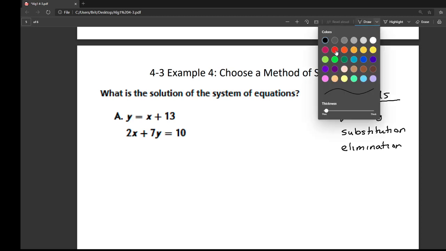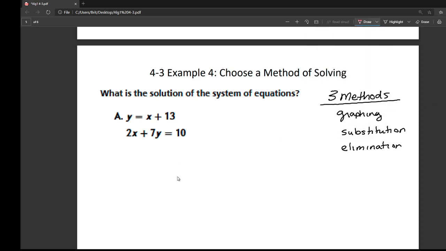Now, right away with these, I know that I want an exact answer with all of these. So I'm just going to cut out graphing right away. Because with graphing, you can assume that you have a whole number solution, but you don't always know. So I don't like graphing. So I like to choose between substitution and elimination.